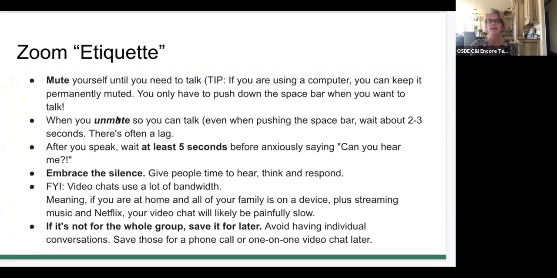Another thing, like I said, mute yourself unless you need to talk. When you're unmuted, you can just press the space bar and that will allow you to talk quickly, and then press it again to mute yourself. Always know that there's going to be some form of lag, so don't jump in right away. Wait about 5 seconds to make sure that people can hear you. You all can't hear me, right? I guess I didn't ask that. And Lisa, that should have been one of my first questions, right?